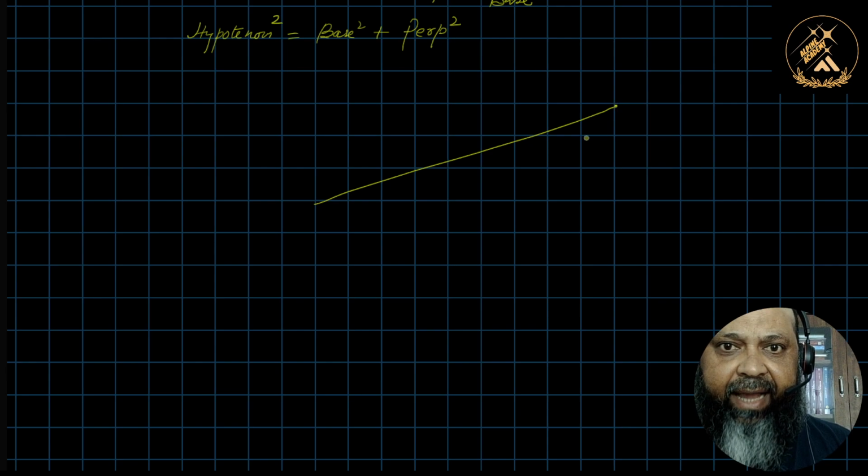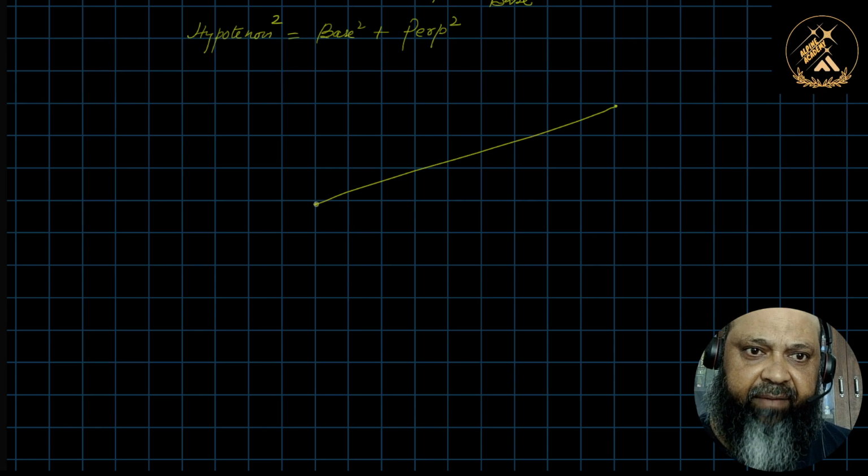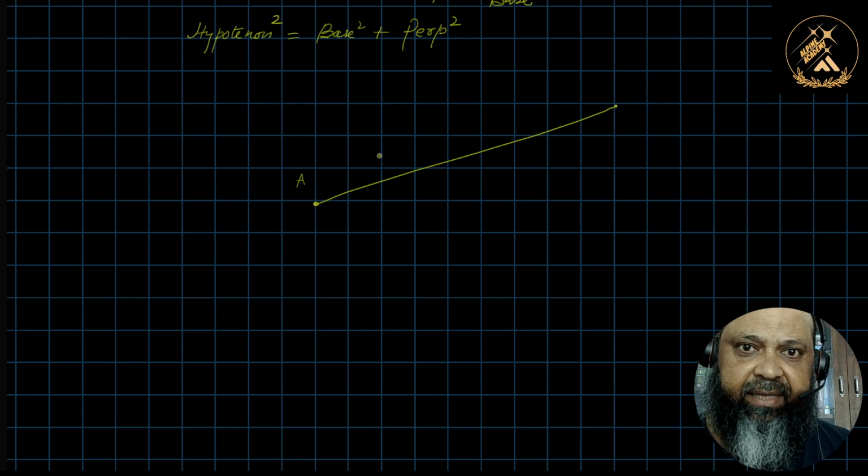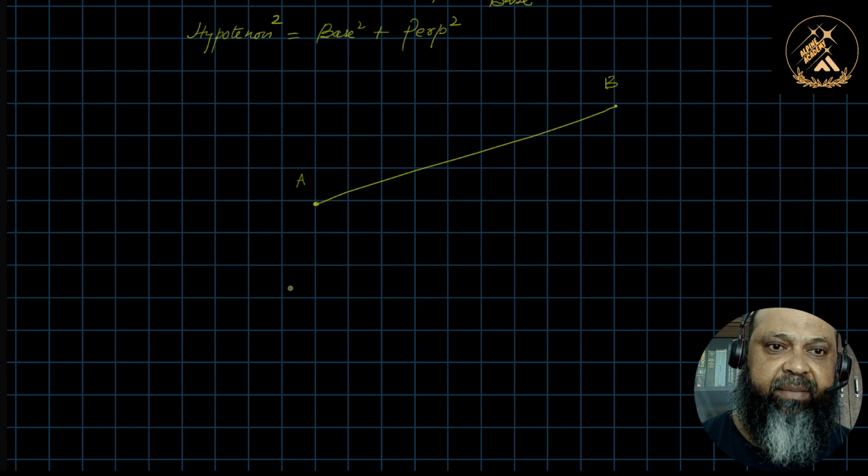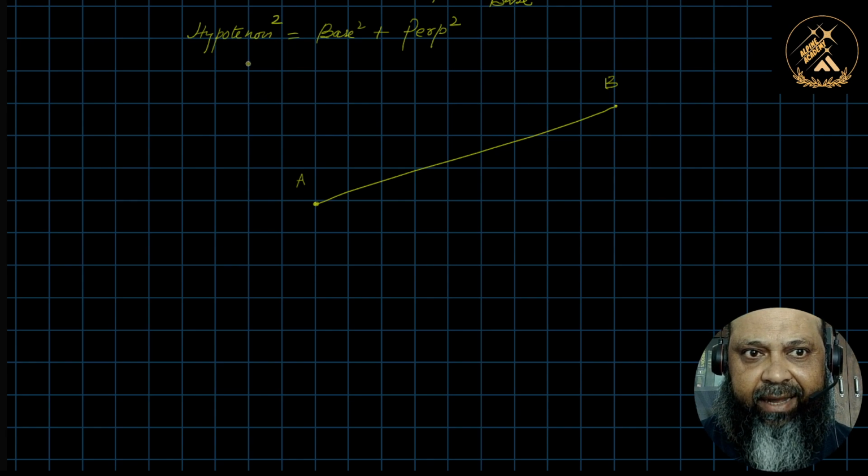Suppose that is the line, and we need to find out the value of this distance. This is the point A, and this is the point B. So, what we need to do? Very simple. First of all, we will create a coordinate system over here. That will create an ease in this calculation. And I am creating that over here.